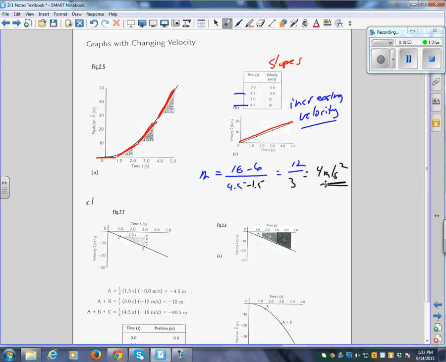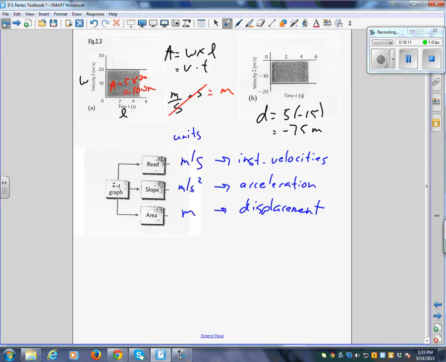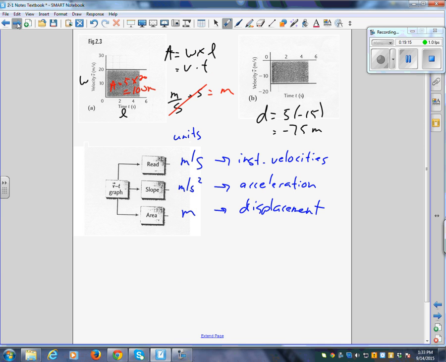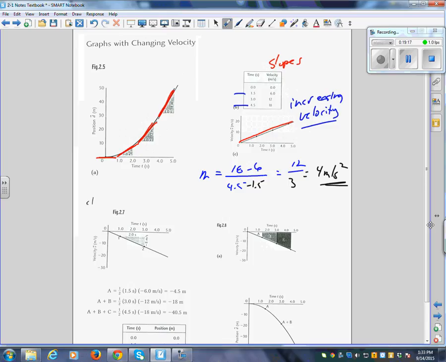Everyone's with me? Kind of checking in here every once in a while. What was the acceleration in the last situation? It was 0. Why? Because it was flat. No acceleration. Here it's 4. The value for the acceleration is a positive number. The sign indicates that the acceleration is in the same direction as the velocity, which means that the car is speeding up. Its acceleration is 4 meters per second squared.